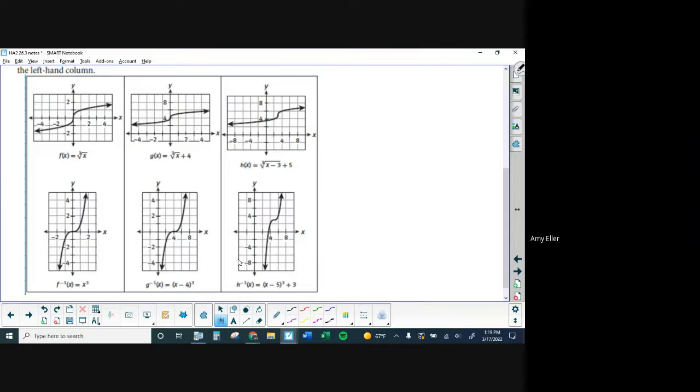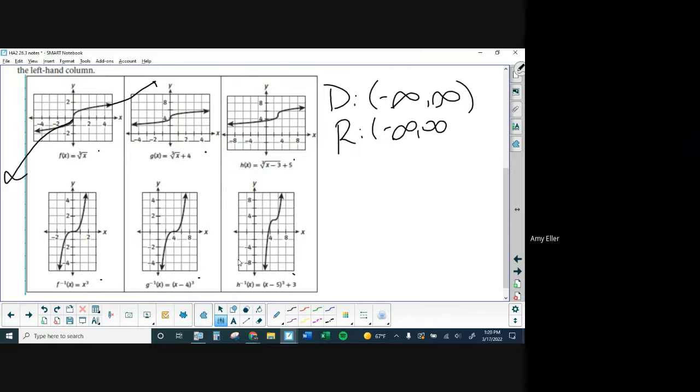Let's talk about the domain. The domain of the first graph is negative infinity to infinity. Is that true for all 3 top graphs? Is that true for all 3 bottom graphs? Yes. The range for my first graph goes down forever and eventually goes up forever. Is that true of every graph in the top row? Every graph in the bottom row? Yes.